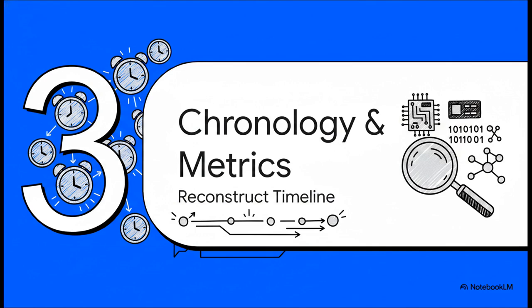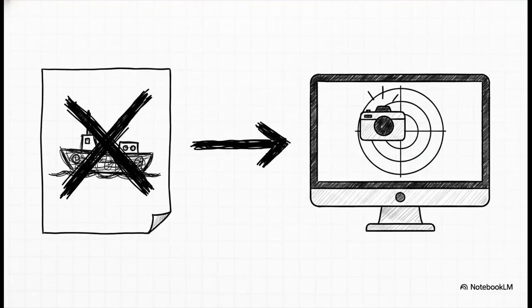Section 3. Chronology and metrics, reconstructing the timeline. Okay, sections 4 through 7 are all about hard, undeniable evidence. Did you know that in high-stress situations, human memory starts distorting the sequence of events in as little as 20 minutes? It's crazy. That's exactly why, for Section 4, where they ask for a sketch, my number one piece of advice is this: collect digital data immediately. Do not try to hand-draw the ship.